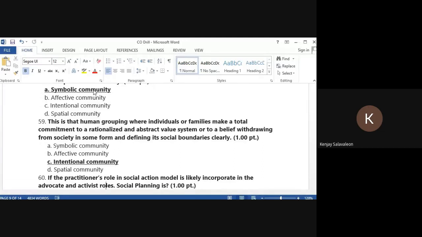Community naman ang tawag dito sa individuals and families to make a total commitment to rationalize an abstract value system or to believe withdrawing from a society in some form and defining its social boundaries clearly. So there was an intention. For example, families are formed because their intention was to set boundaries from the society. Ito kasi na definition, it's not absolute. Meron ding ibang definition na intentional community are formed because they want to set their identity.